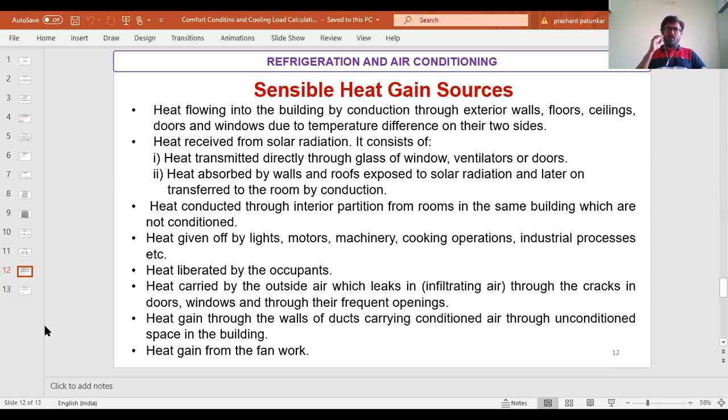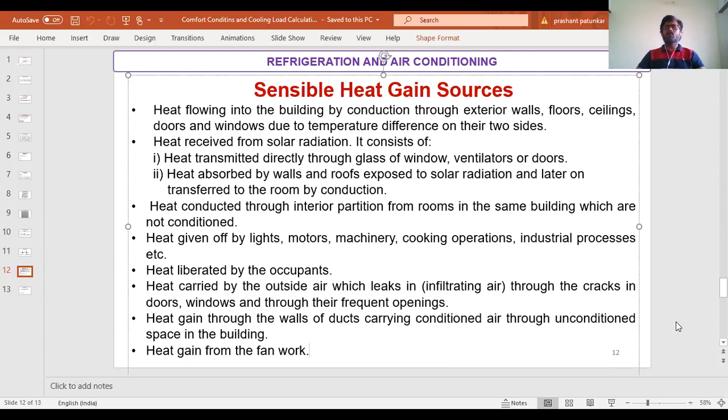I would like to insist once again that if a lengthy problem has been given to you with different heat sources, say 5 or 10 different heat sources mentioned, your concept must be clear enough that you can appropriately classify that these are the sources which make the contribution for the sensible heat. These are the sources which make the contribution for the latent heat. So all these were the sources for the sensible heat.